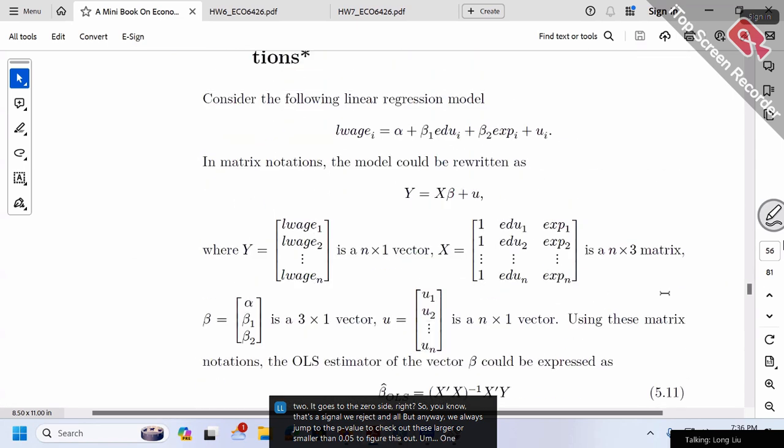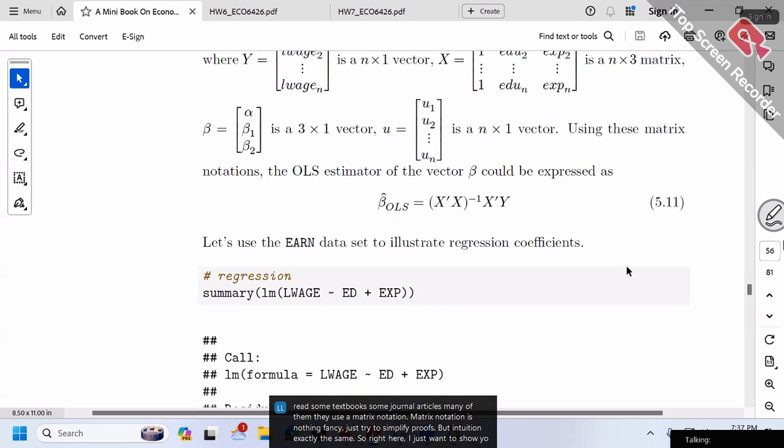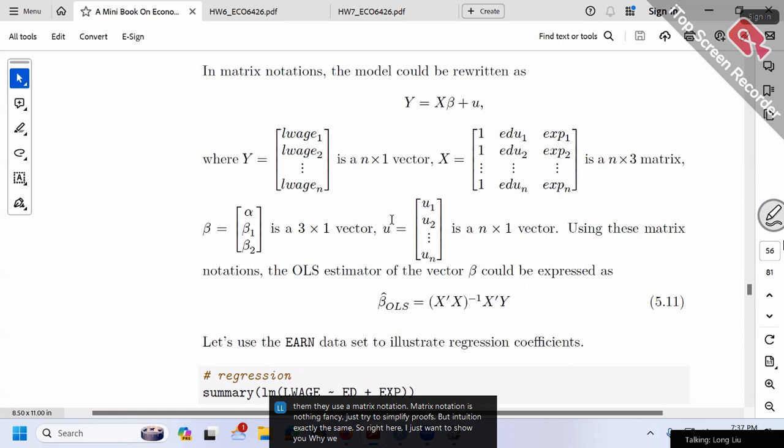One more detail. This little subsection, I put a star. A star means that this is optional, just for learning purposes. In this part, I'm trying to show matrix notation because later on, especially for graduate students, you may read some textbooks and journal articles, and many of them use matrix notation. Matrix notation is nothing fancy, it just tries to simplify proofs, but the intuition is exactly the same. Right here, I just want to show you why we use matrix notation.